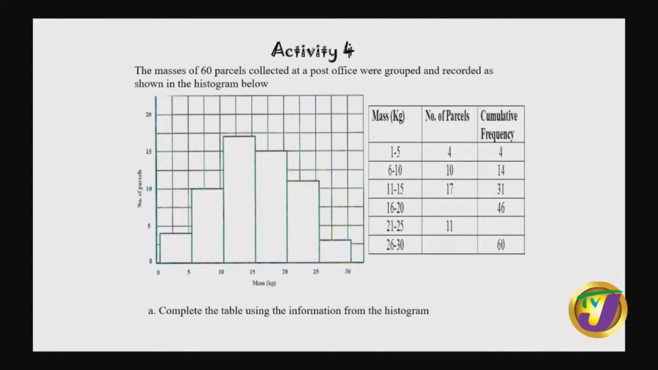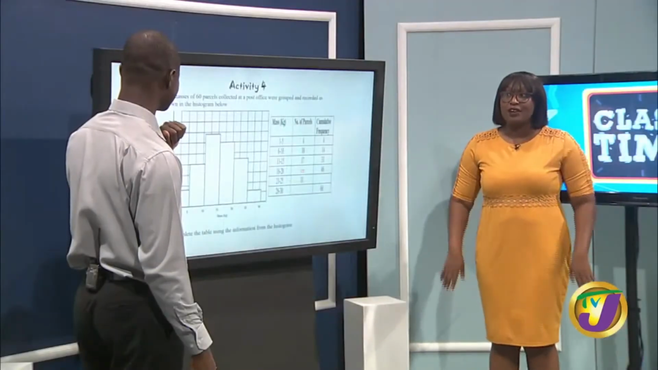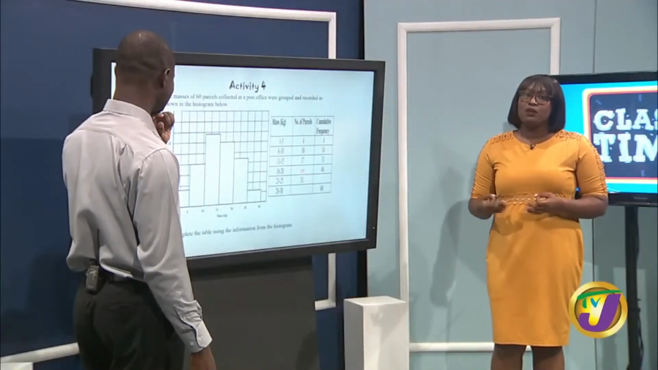The next one we have is the class with 21 to 25, and we know that the number of parcels is 11. So what is our cumulative frequency? Again, we can use both methods. We have 15 there. What would have been our cumulative frequency? I could have done one of two things. I could have just added 46 plus 11.